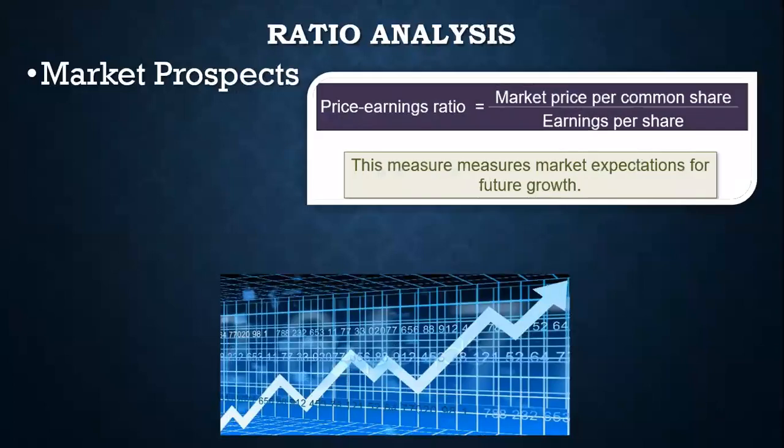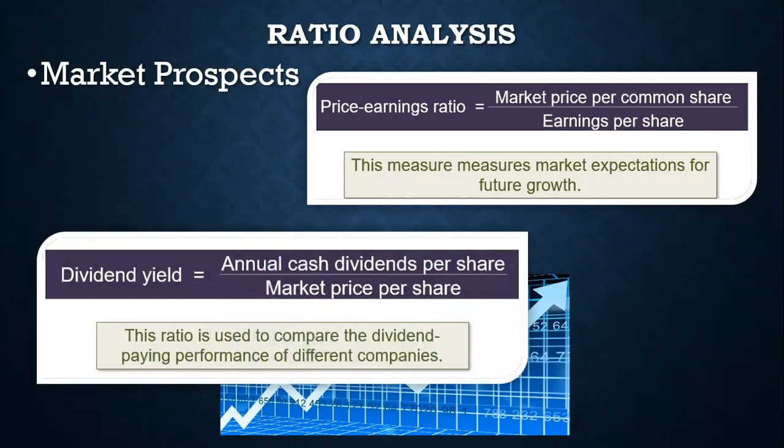The last thing we have here is our market prospects. Here we're going to start looking at the shareholders. What are they looking at us as? Are they seeing us as people they want to invest in? So first we see our price earnings ratio. This measures the market expectations for future growth. If we have a higher price earnings ratio, that means our investors are expecting us to grow. So we take the market price per common share, how much it's selling for on the stock market, divided by the earnings per share.